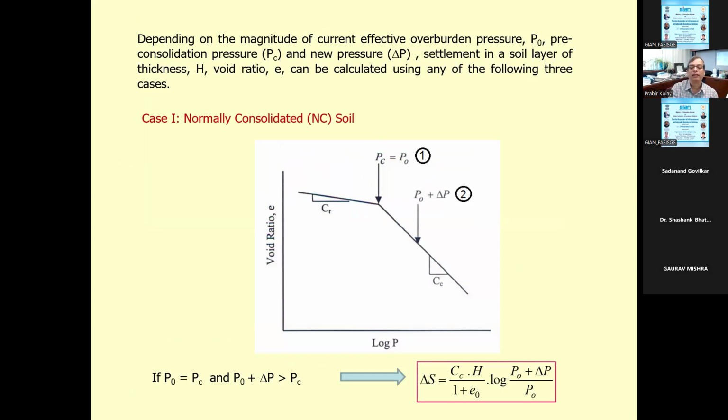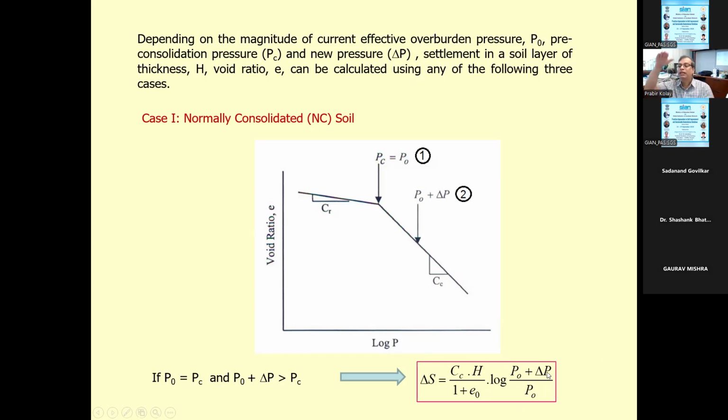And this is the settlement calculation when you have the pre-consolidation pressure and the additional load is more than the pre-consolidation pressure. So we can use this, and it just behaves like a normally consolidated clay. This is delta S equal to Cc times H by 1 plus e naught, times log of initial pressure P naught plus the change in pressure, divided by P naught.